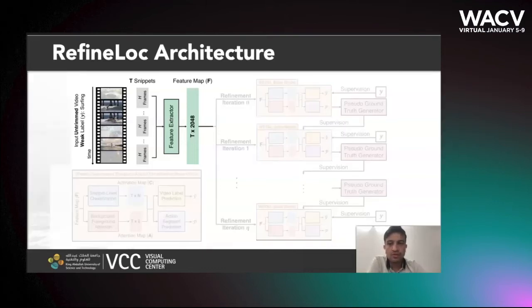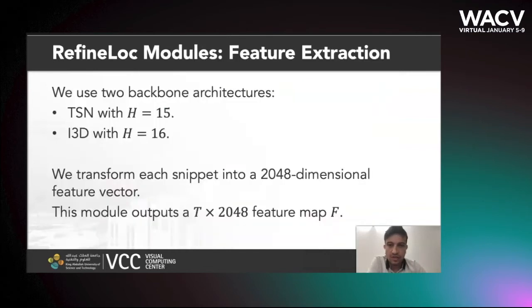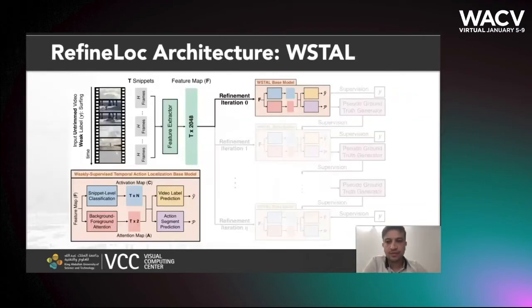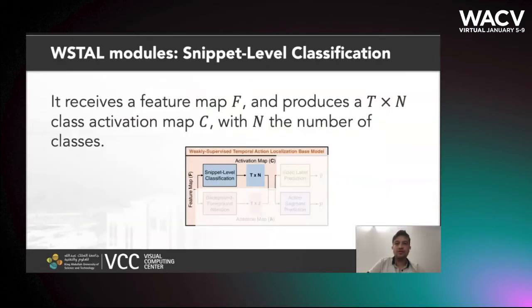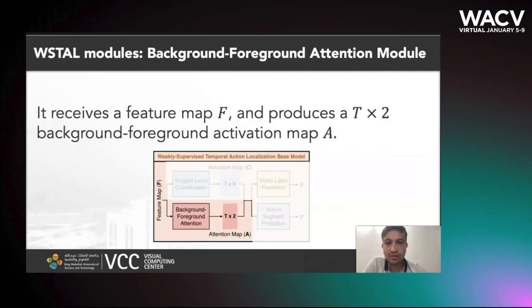The backbone extracts snippet features of 2048 dimensions, and it uses TSN and I3D architectures with 15 and 16 frame snippets respectively. Our WSTAL module is composed of several submodules. The first one is the video snippet classification module, which aims to classify each snippet as a class of video. The second one is the foreground background attention module, which aims to classify each snippet as background or foreground, depending on whether they belong to an action or not.